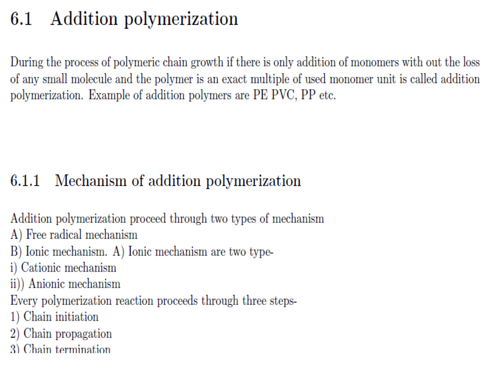You see, addition polymerization proceeds through two types of mechanism. First is free radical mechanism and the second is ionic mechanism. And ionic mechanism can be of two types, cationic mechanism and anionic mechanism. So whether it is free radical or ionic mechanism, every polymerization reaction proceeds through three steps: chain initiation, chain propagation and chain termination.